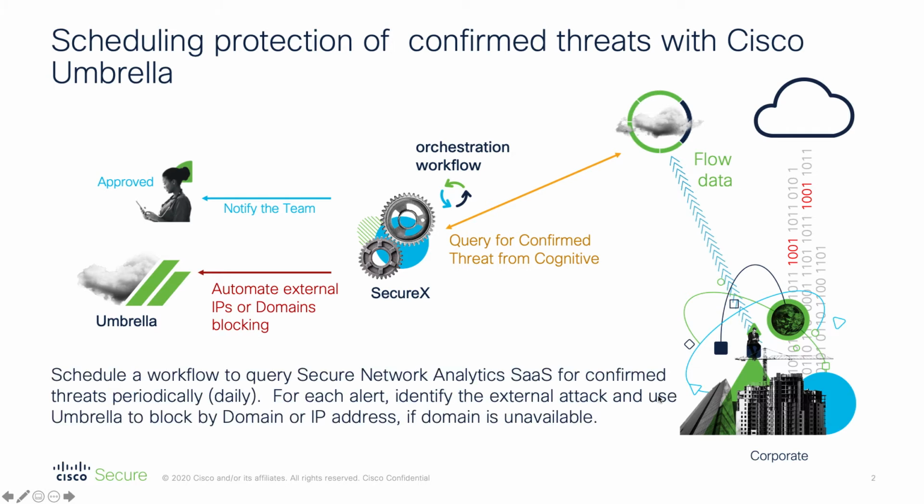The idea of it is to automate the detection. You can schedule this workflow maybe on a daily basis. At the end of the day, it goes back through the whole day and finds a specific threat. In this case, we're looking for confirmed threats from the machine learning engine, formerly known as Cognitive, and we block it with Umbrella, either by using a DNS block list or an IP block list.